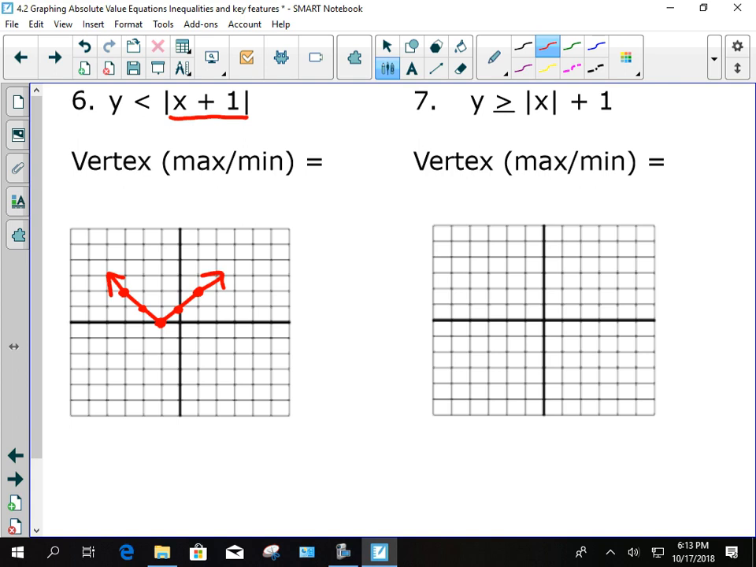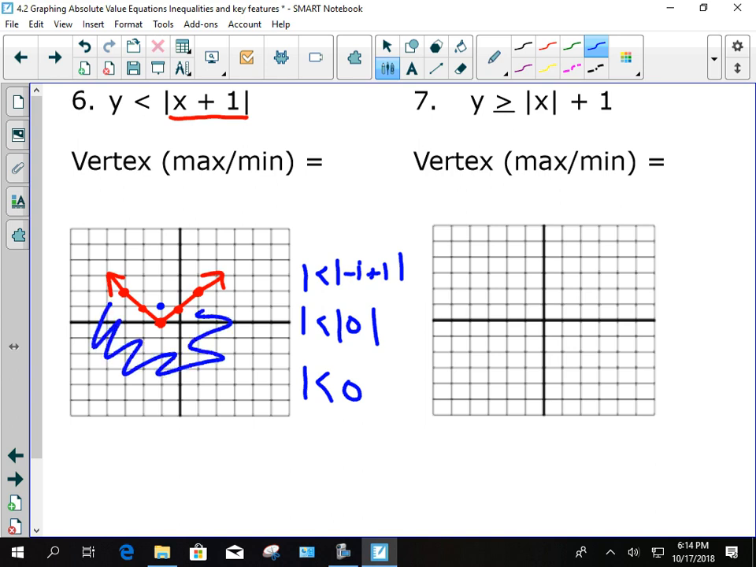So here's what I'm going to do. I'm going to test a value inside. So I'm going to go to -1, +1. So my y is +1, is less than the absolute value. My x is -1, -1 plus 1. So is 1 less than the absolute value of 0? Is 1 less than 0? No. So we have to shade outside.